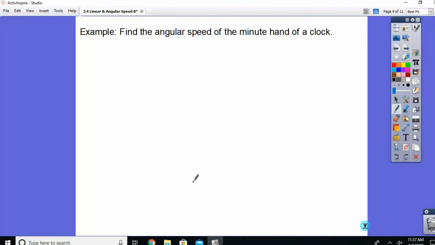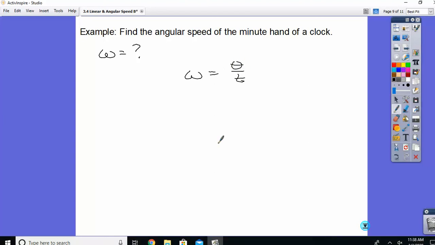Your clock problems, you guys love those, right? So, I want the angular speed. What variable is that? Of the minute hand of a clock. I gave you no other information. So that was helpful. What can I do? What formula would you think? Omega equals theta over t. Okay, this will work.